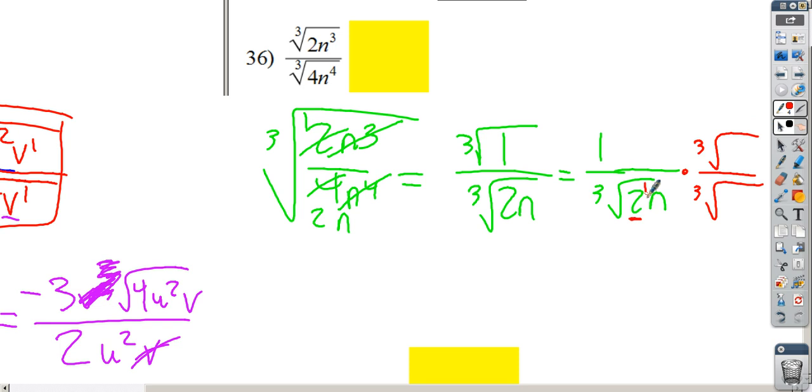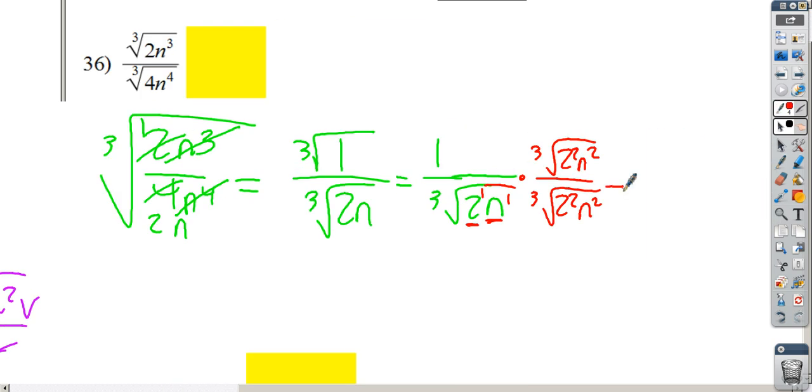Well, I have 2 to the first here, so I need another 2. I have n to the first here, so I need another 2. And the same thing on the top. Okay, so this is now going to become 1 times this thing, which would just be that thing. So the cube root of 2 squared is 4 over n squared.